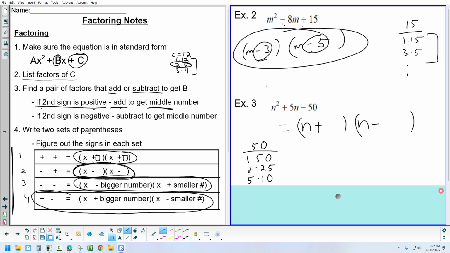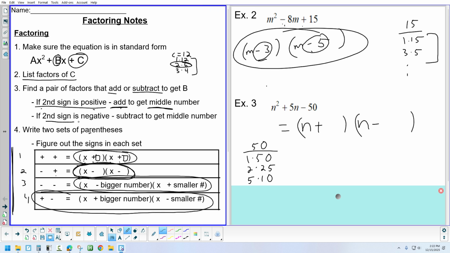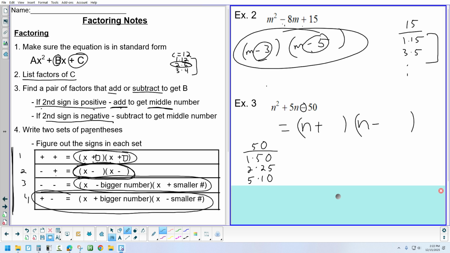So now it says, if the second sign is negative, they have to subtract to get the middle number. Second sign is negative. Are there any numbers up here that you can subtract and get the middle number of 5? 5 and 10. So we know it's 5 and 10, but in this one, it makes a difference if you put the 5 here or the 10 here. So read what it says.